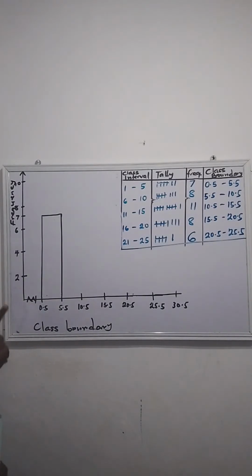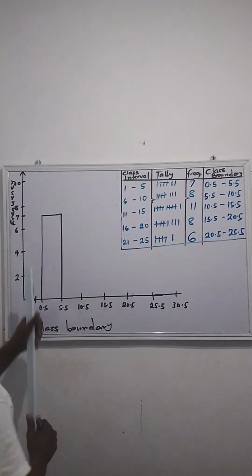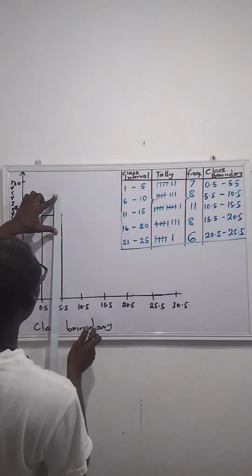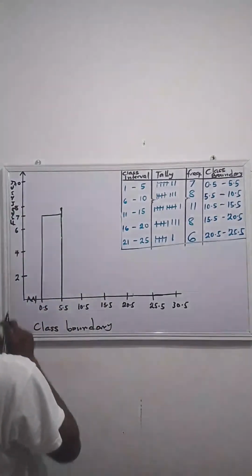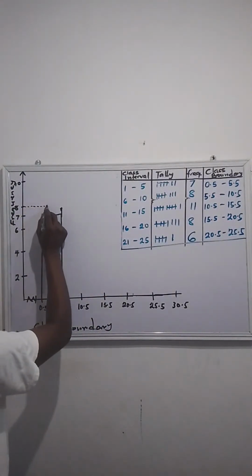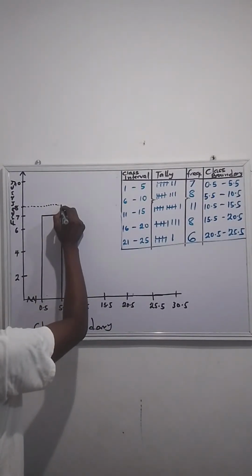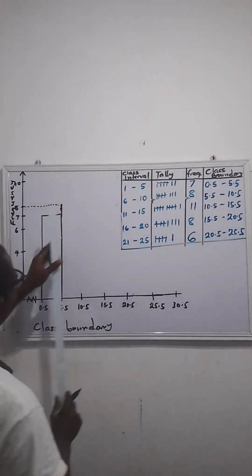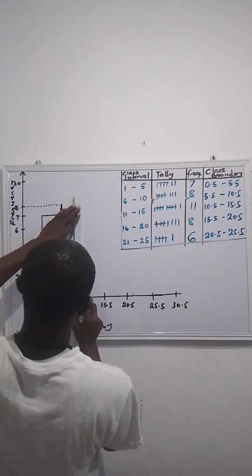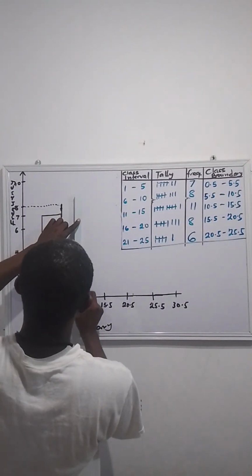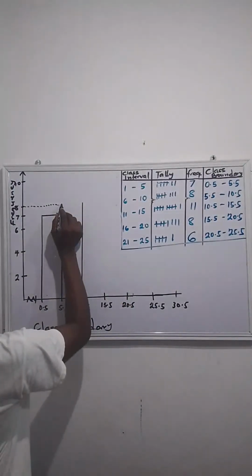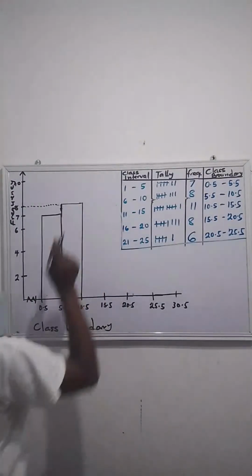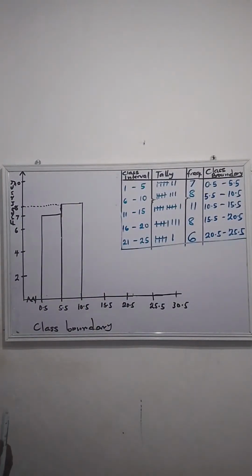Now let's look at the next one. That's 8. So this interval here, move down to 8. I continue down to 8. Okay, this is 8. Now can you see that?